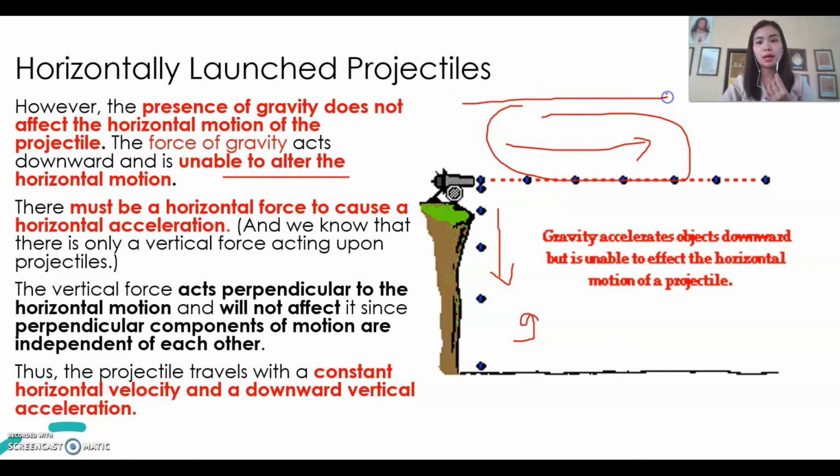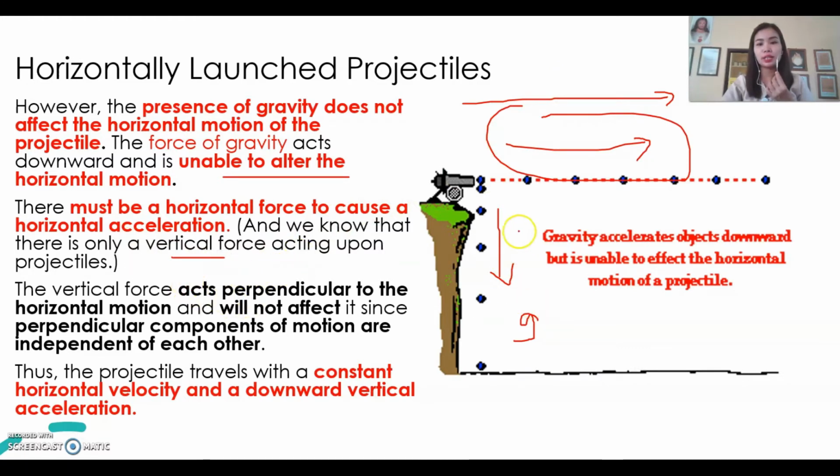So, unsay nakapa, what do you call this? Accelerates ato ang horizontal motion. Okay? Again, this is, as we all know, caused by the inertia. And we know that there is only a vertical force acting upon projectiles.